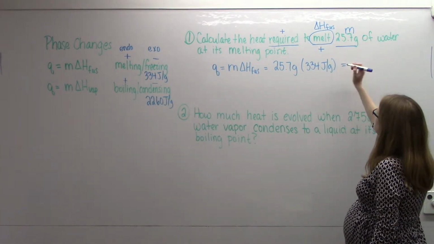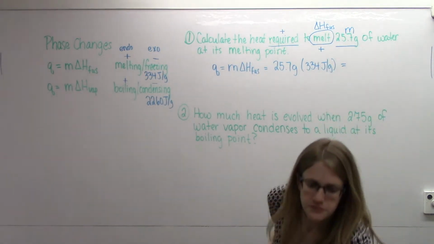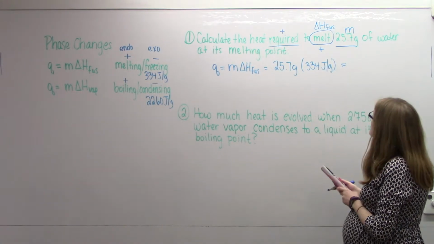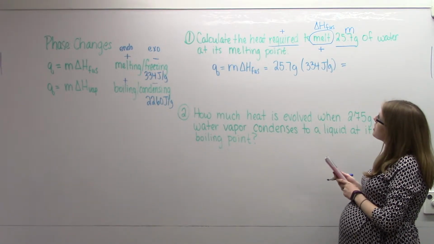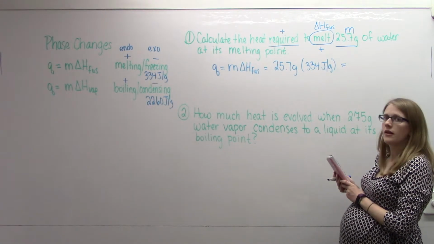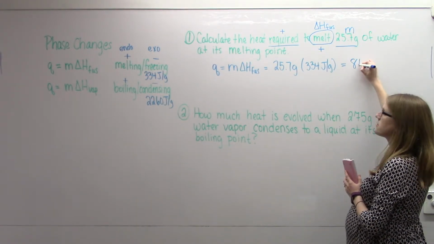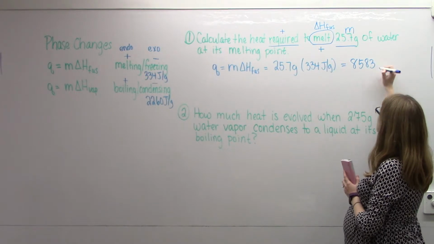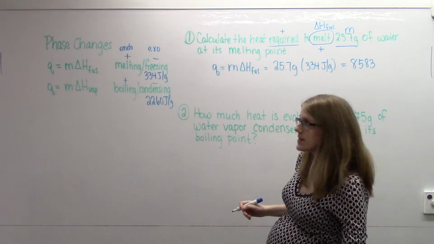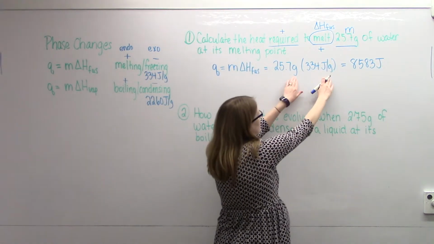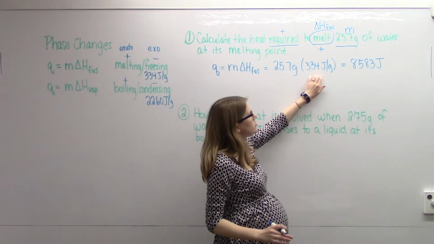So, when you multiply those, grab your calculators and go ahead and put that in. 25.7 times 334. And when you do that, you should get 8,583. You need a unit. The unit for heat is joules. And if you look, the grams divided by grams, those cancel, so you end up with joules.